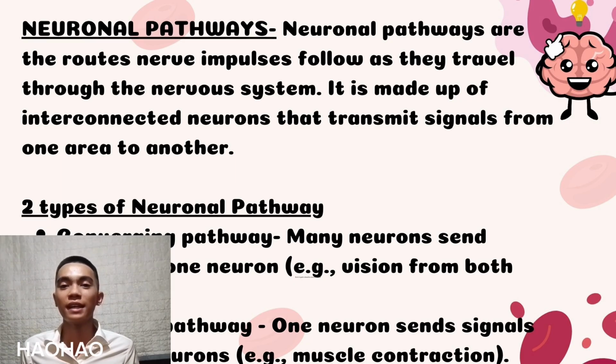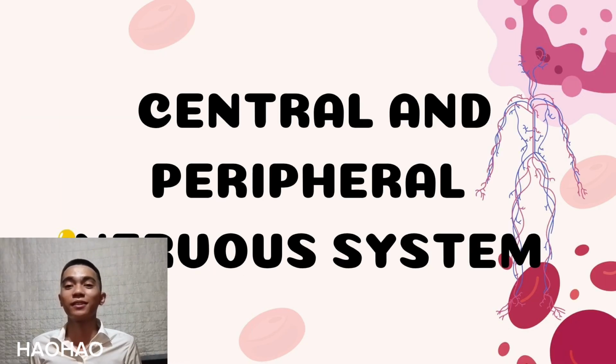The first is the converging pathway. In a converging pathway, many neurons send signals to one neuron. An example of this is the vision from both eyes. The second type of neuronal pathway is the diverging pathway. One neuron sends signals to many neurons. An example is muscle contraction. And from now on, let's proceed to my last part, which is the central and peripheral nervous system.